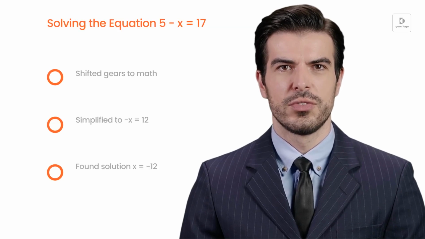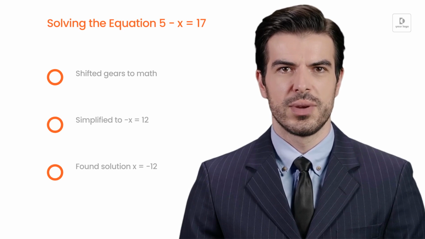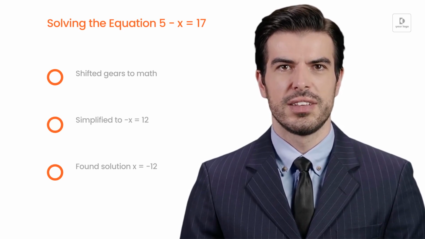To solve the equation x - 5 = 17, we can add 5 to both sides to simplify it to x = 12. Then, divide by 1 to find x = 12.